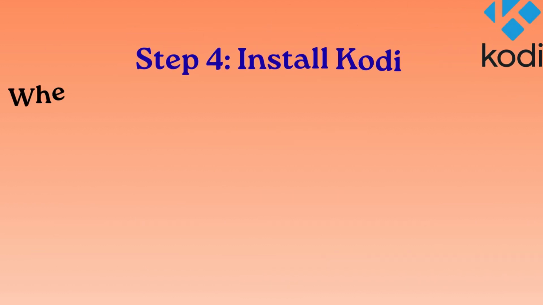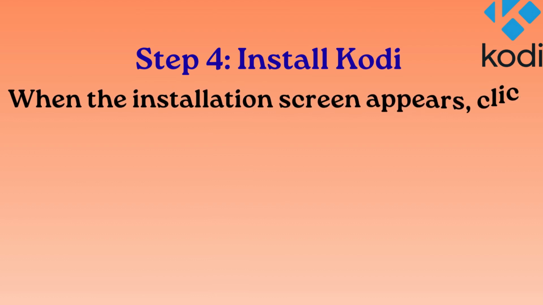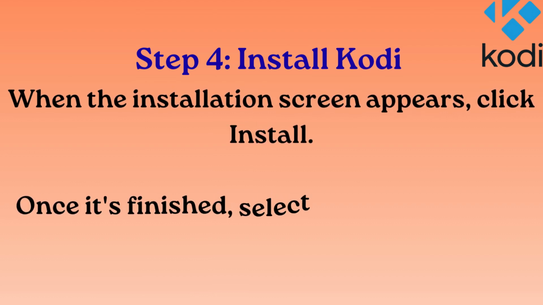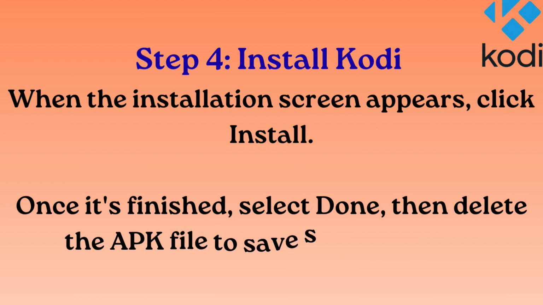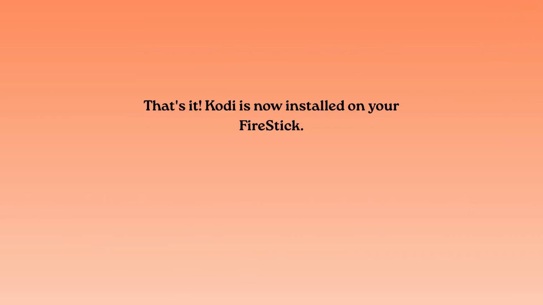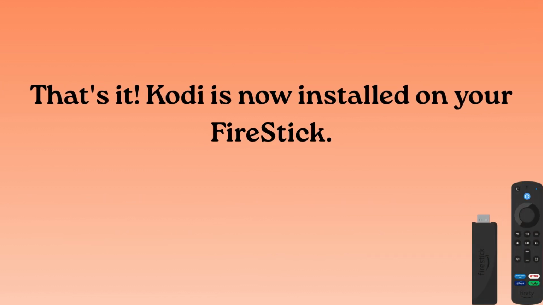Step 4. Install Kodi. When the installation screen appears, click Install. Once it's finished, select Done, then delete the APK file to save storage space. That's it, Kodi is now installed on your FireStick.